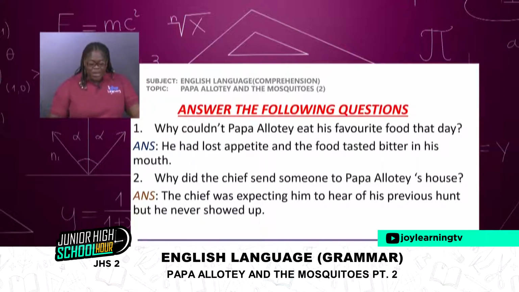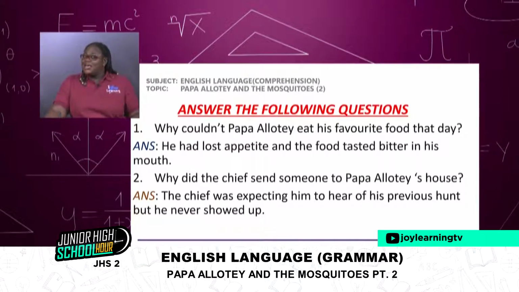Very well. Now, answer the following questions. Number 1, why couldn't Papalo eat his favorite food that day? Remember, what was his favorite food? Kenkey and fish. As I stand here, I really want to go eat kenkey and fish. Okay, that was his favorite food. But unfortunately, he was not able to eat that food that day.